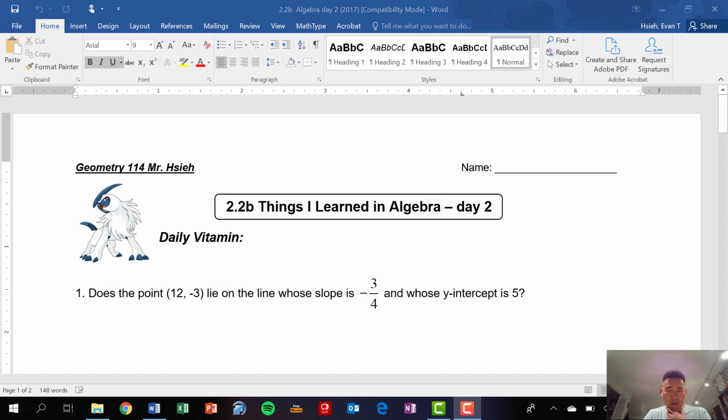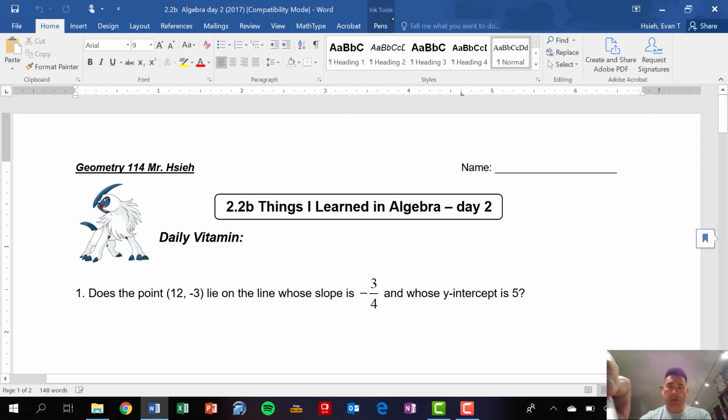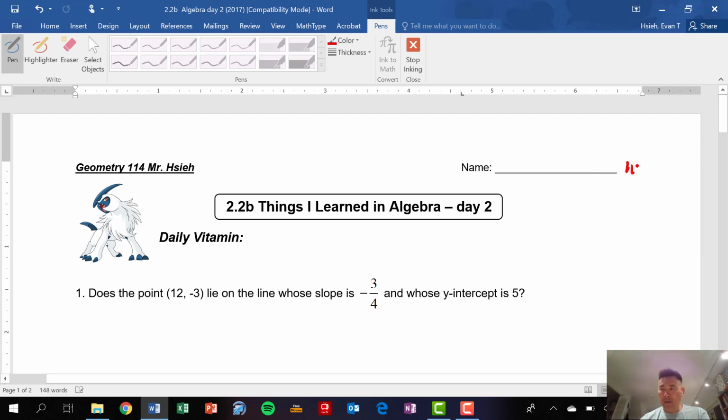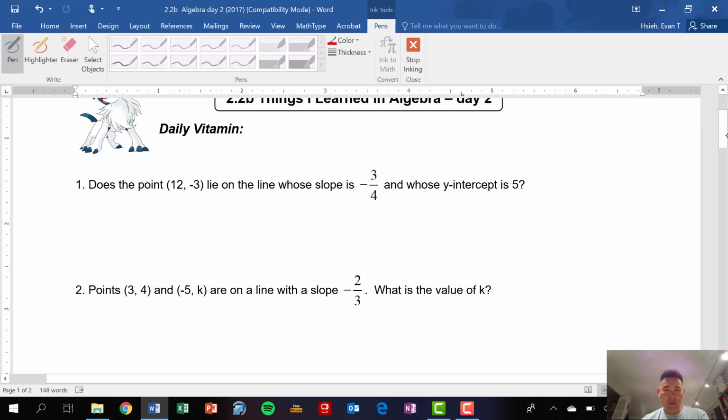Alright, so today we're going to do some problems from the second day of section 2.2. Again, we're reviewing algebra in preparation for doing some of the work that we need to do in this geometry class. I'm going to do a few problems on the front side here, and then on the back side there are some graphing problems that I want to get to.